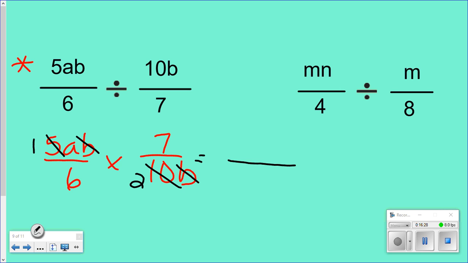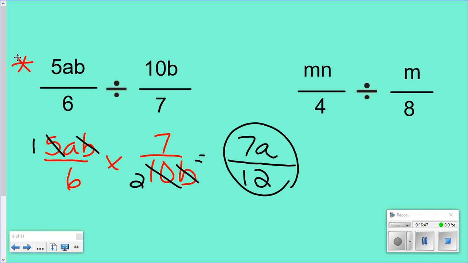Sure. Correct. They have to be across from each other. So let's see, what do I have left here? I have a 1, and I have an A and a 7. So really this would be 7A. And then the bottom I have just a 6 and a 2, right? So it'd be 12. Yep, the end. But yeah, same thing goes. You can only do it if they're crossways. Okay? Any other questions? That's it. The end.